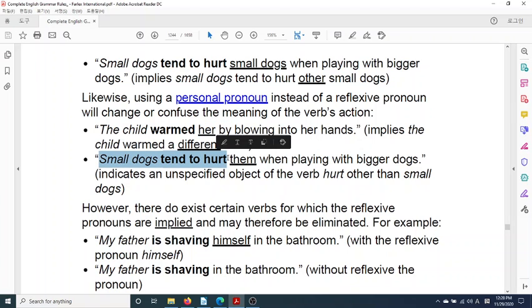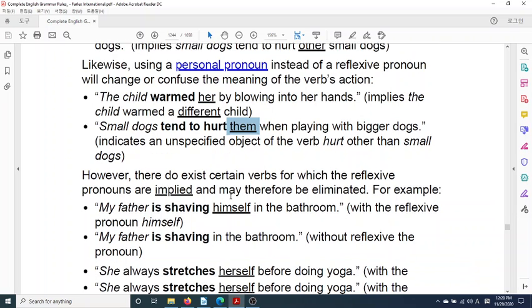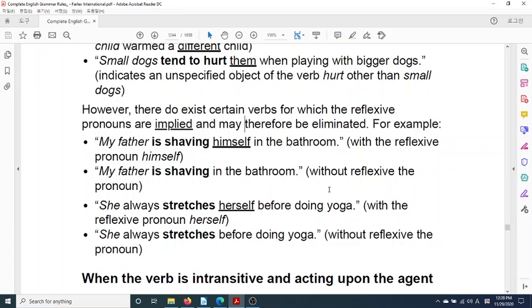Small dogs tend to hurt them when playing with bigger dogs. Makes it sound like they're hurting someone else, some third party we don't know. However, there do exist certain verbs for which the reflexive pronouns are implied, and therefore will be eliminated.